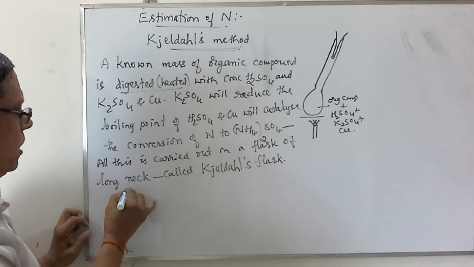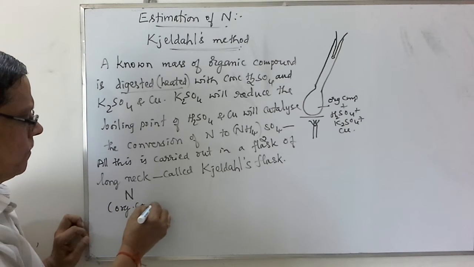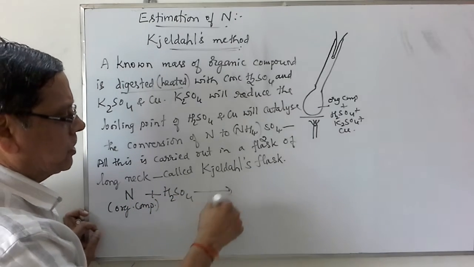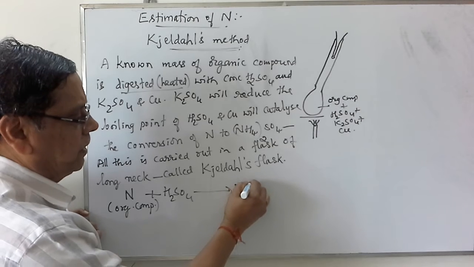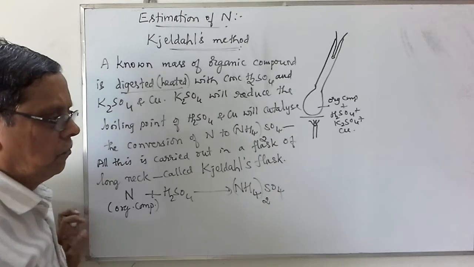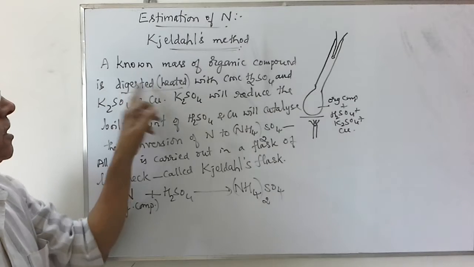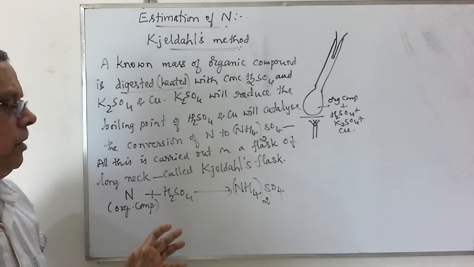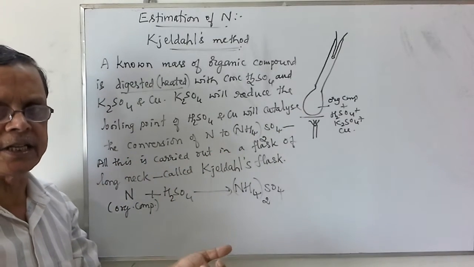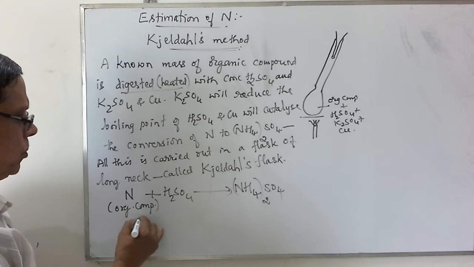So the reactions involved are: nitrogen in the organic compound plus H2SO4 will give rise to ammonium sulfate, (NH4)2SO4. Once the solution is clear in the Kjeldahl's flask, this is actually the process called digestion. What we have to do is, this whole solution is to be transferred to a distillation flask, which is airtight.